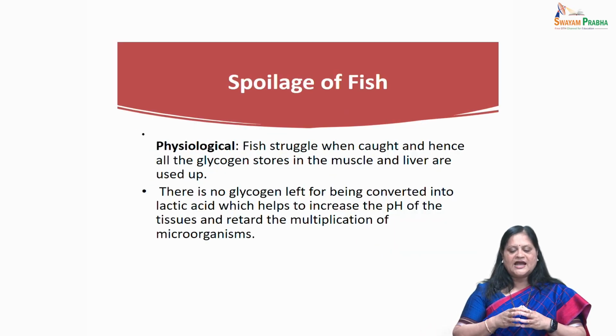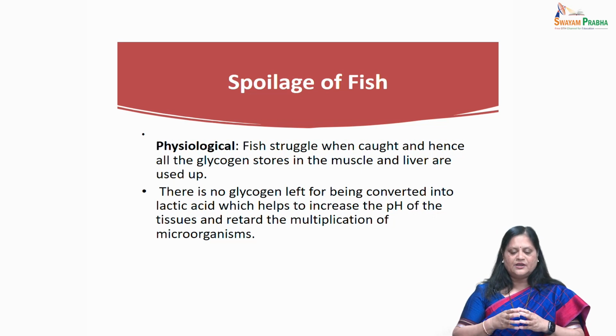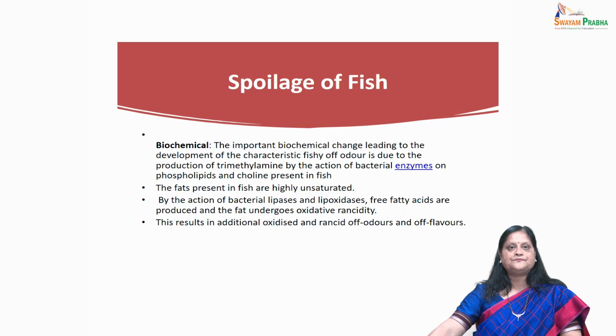Let us understand physiological spoilage of fish. Fish struggle when caught, and hence all the glycogen stores in the muscle and liver are used up. There is no glycogen left to be converted into lactic acid, which helps to lower the pH of the tissue and retard the multiplication of microorganisms.